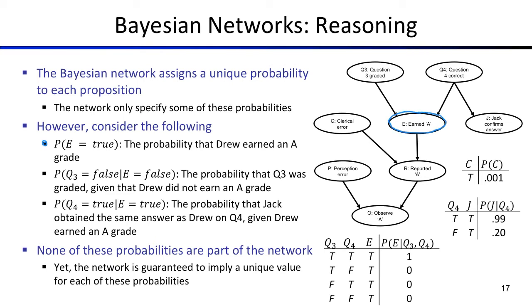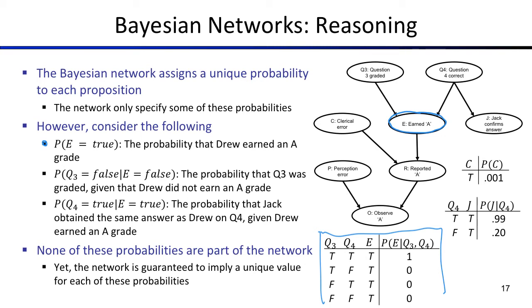We don't have it, right? If we look at its probability table, what we have is the conditional of E given Q3 and Q4. So we don't have the probability of E being true, so we have to compute that. Okay? So we call this the marginal query.